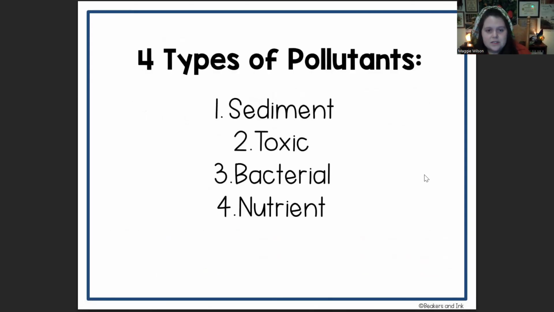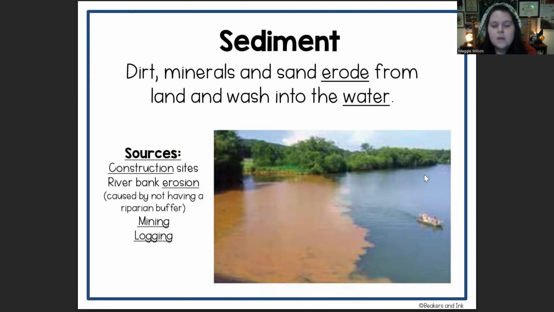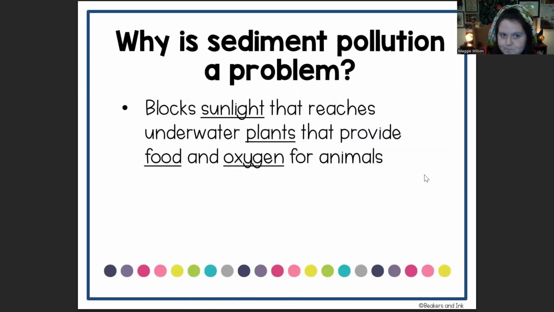So here's types of pollutants: sediment, toxic, bacterial, and nutrient. Nutrient like that nitrogen from the fertilizer. Okay. Sediment is what it sounds like: dirt, sand, things like that from erosion. Now, erosion can be natural, but it can also be very, very unnatural, that human activities erode away land before it was ever supposed to, like on a construction site, a riverbank where you don't have the riparian buffer anymore, the mining, the logging, okay?